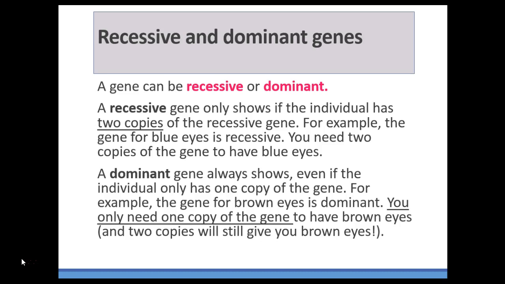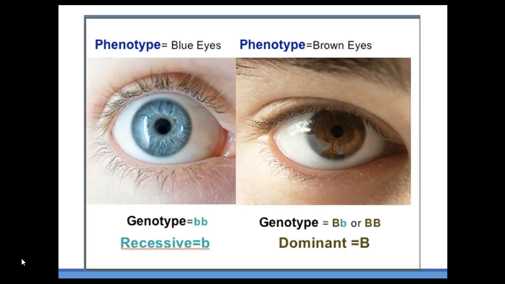A dominant gene, however, always shows even if the individual only has 1 copy of the gene. For example, the gene for brown eyes is dominant. You only need 1 copy of the gene to have brown eyes, and 2 copies will still give you brown eyes. So, the phenotype is blue eyes, and the genotype is 2 little bees.